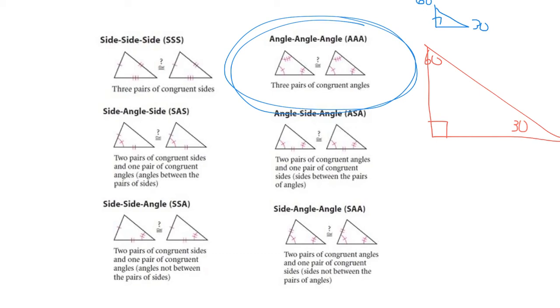These triangles are clearly not congruent, right? We have 3 congruent angles, but the triangles are still not the same. So this is one of the ones that does not work. Angle, angle, angle is not a valid shortcut to proving that 2 triangles are congruent.